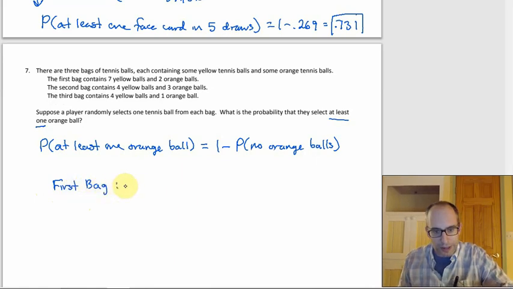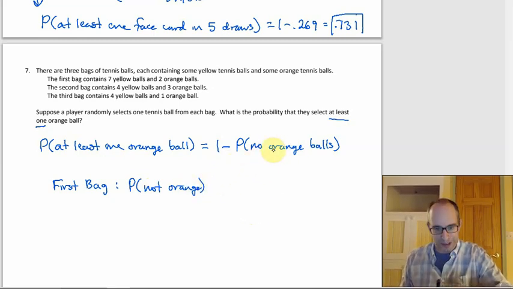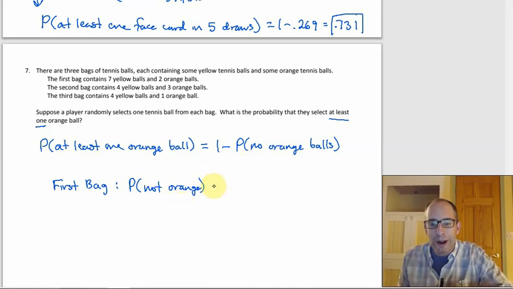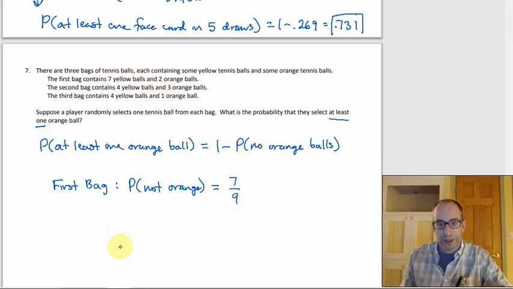then I guess the probability of not orange, that feels really weird to say, because it seems like you would just say probability of yellow. But I want to keep this thematically unified here. So not orange and yellow here, I guess, are kind of the same thing. But for not orange, there are 7 yellow out of 9 total. Right? It's 9 total from 7 plus 2.